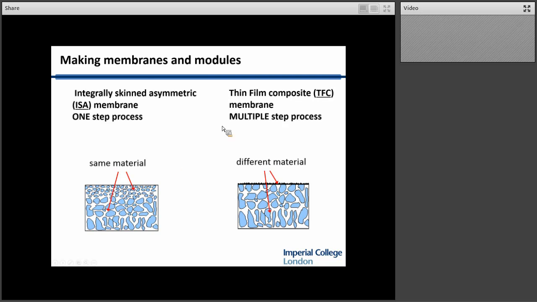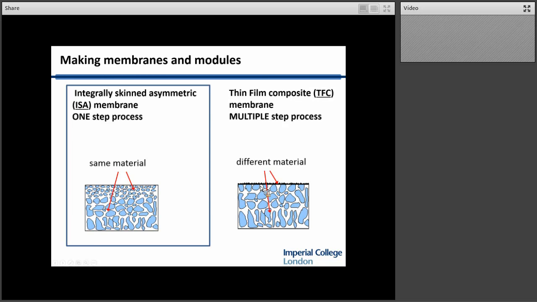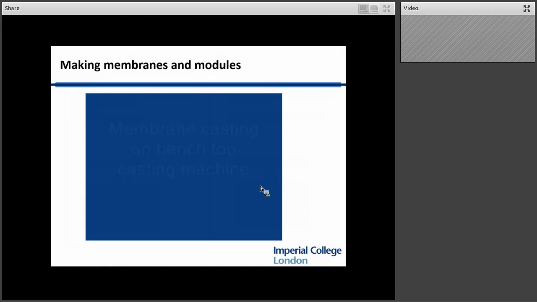Then the other type of membrane is what we call a thin film composite because it has a thin film separating layer on top of a more open membrane material down here. So we make an open membrane and then we coat it. So just a bit about how we do each of those, starting with this integrally skinned membrane.